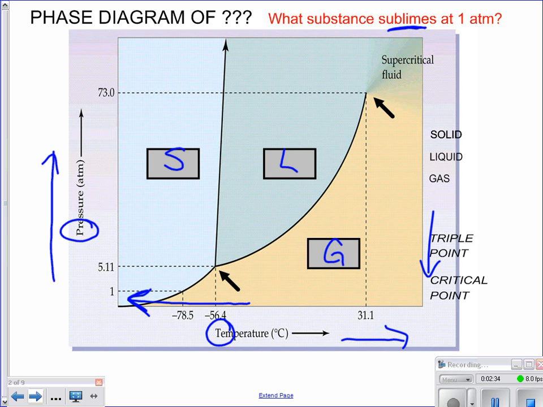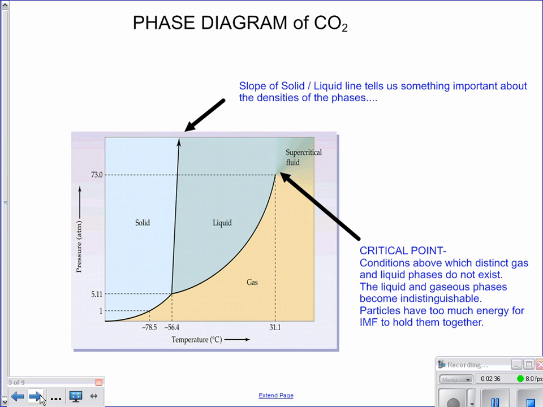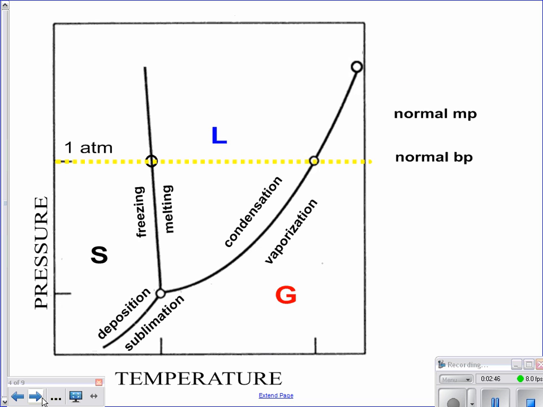So this happens to be a phase diagram for CO2, which is your dry ice. And there are a couple of points about this, but I'm going to wait until we get to the diagram that you guys have in front of you to talk about it. Sublimation is turning directly from a solid to a gas. In other words, it doesn't go through the liquid phase. It just goes solid to gas.